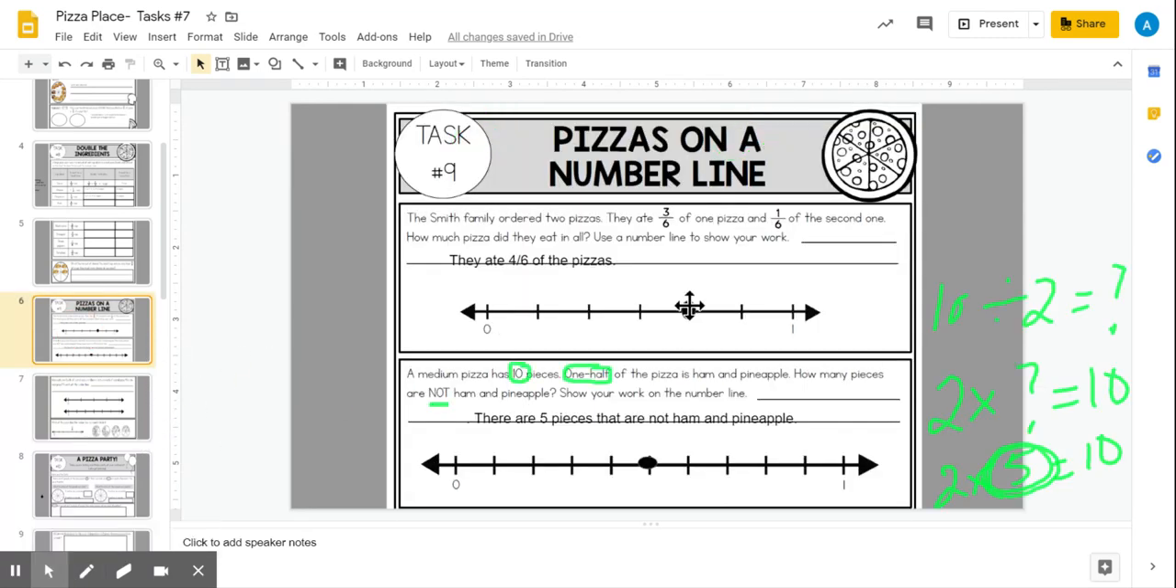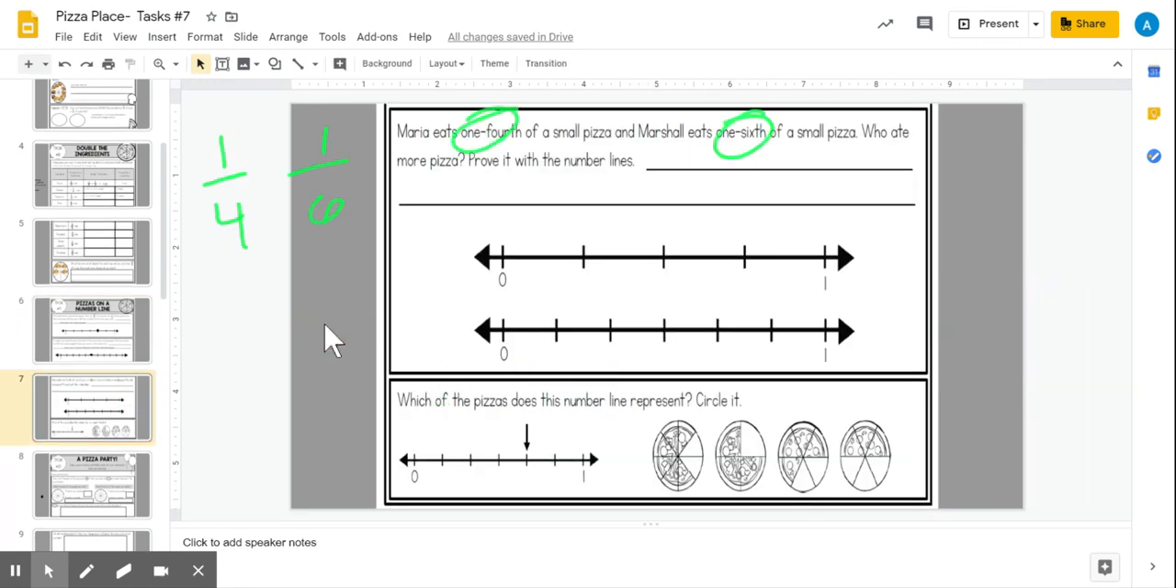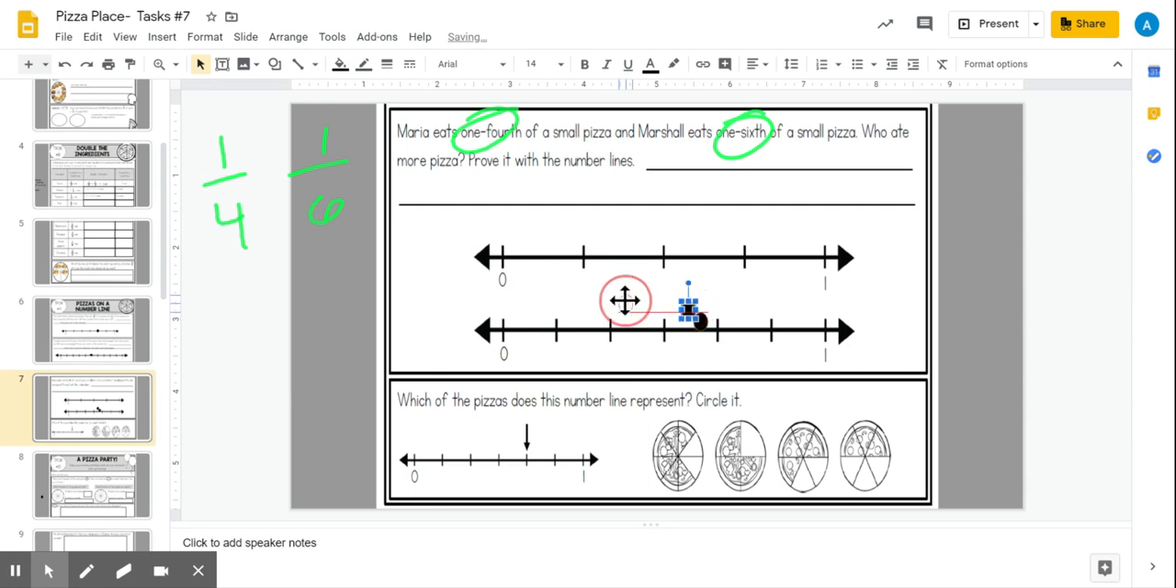I'm gonna go get this dot again. All right, so on this one, it says that Maria ate 1/4. So I'm putting it here on the 1 mark because 1, 2, 3, 4, and then this is the first tick mark. And then 1, 2, 3, 4, 5, 6. And we're gonna put it on the first tick mark, 1/6.